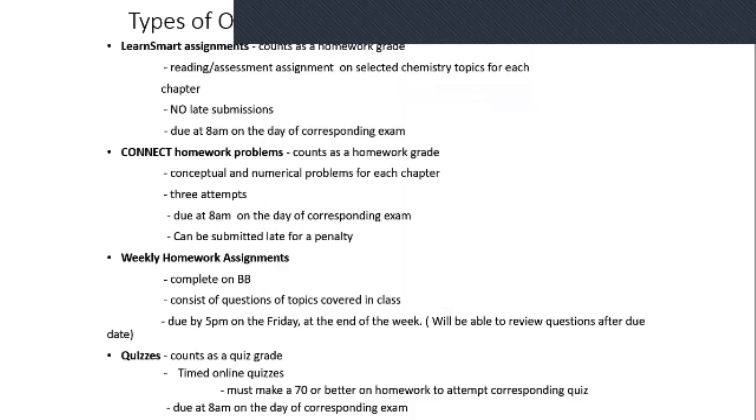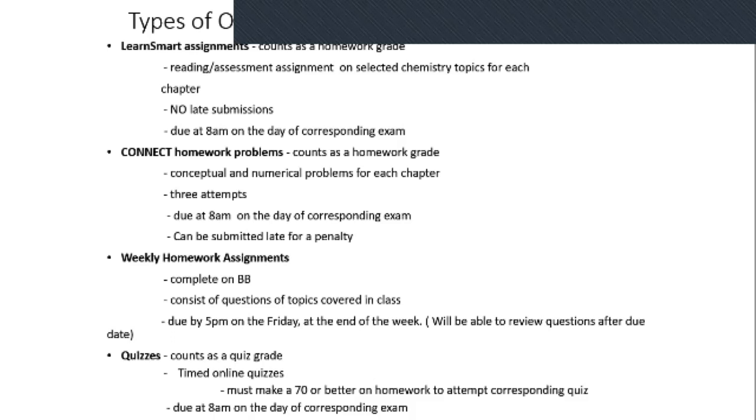So for the type of assignments we'll be having, for every chapter, we'll have a Learn Smart assignment, which is like a reading assignment. You'll read a certain section of the chapter, and then it'll ask you some checkpoint questions, and you'll answer those. If you master those questions, you move on to the next set of topics. So it's just a completion grade. That's what the Learn Smart assignment is. It's kind of introducing you to the topics that will be taught in the course.